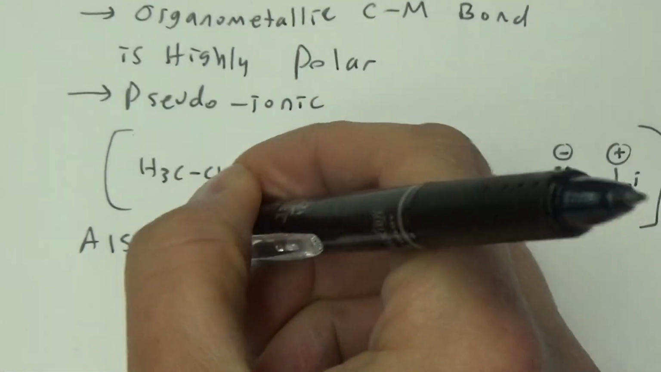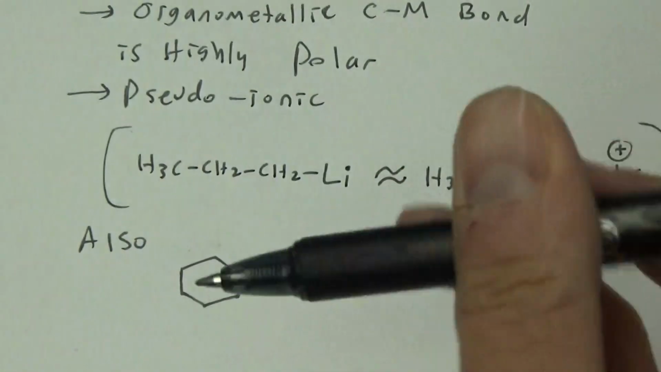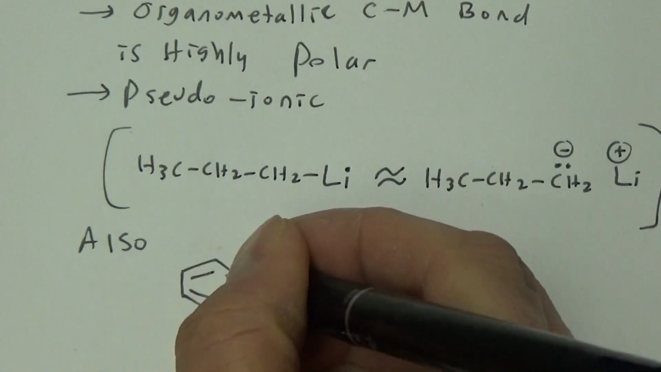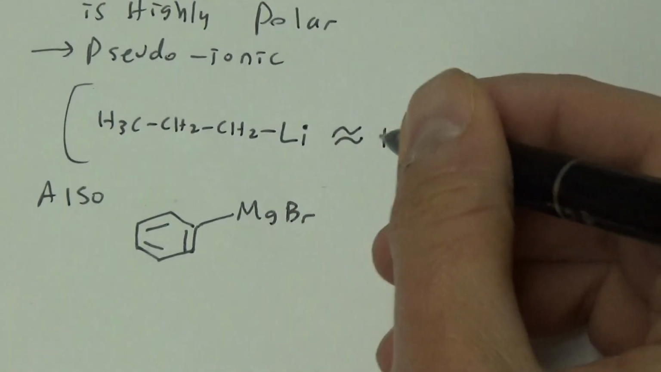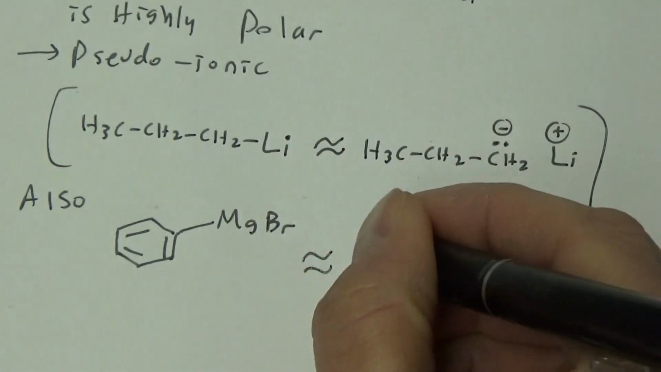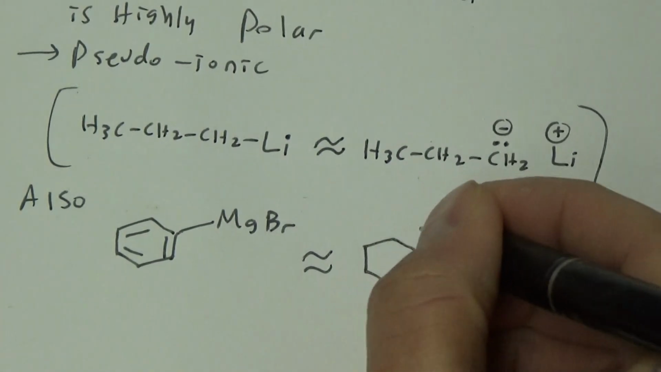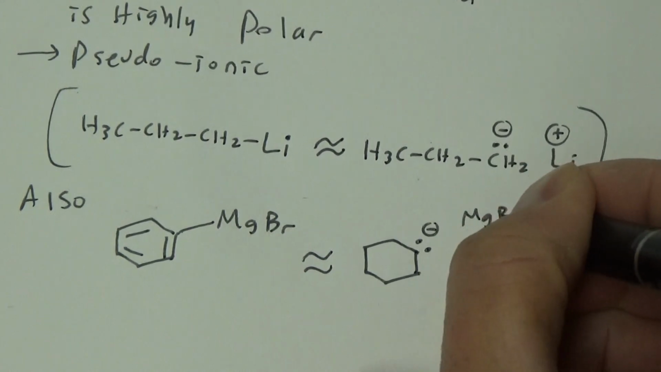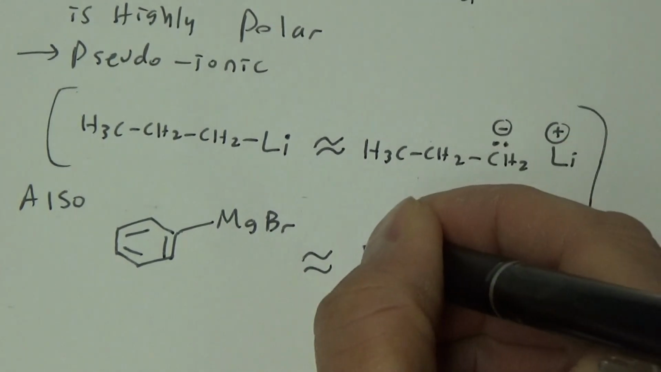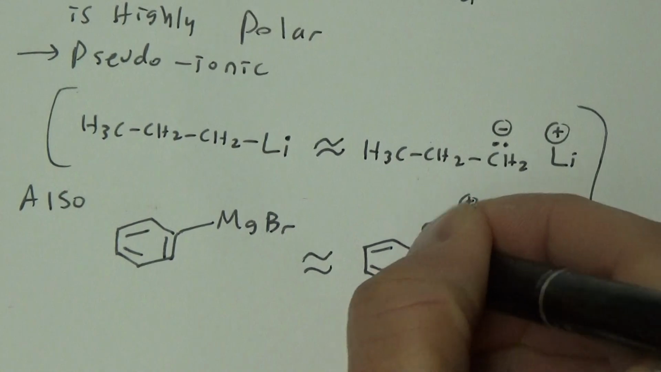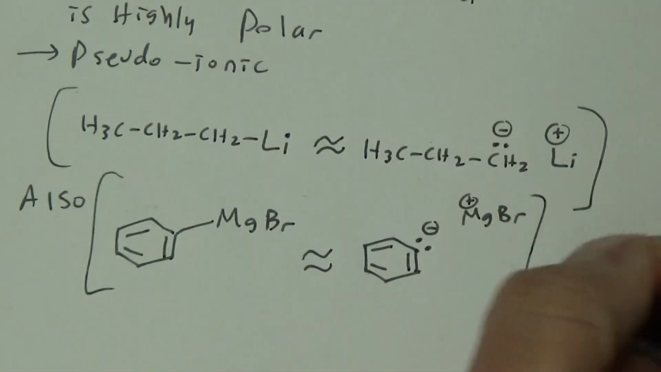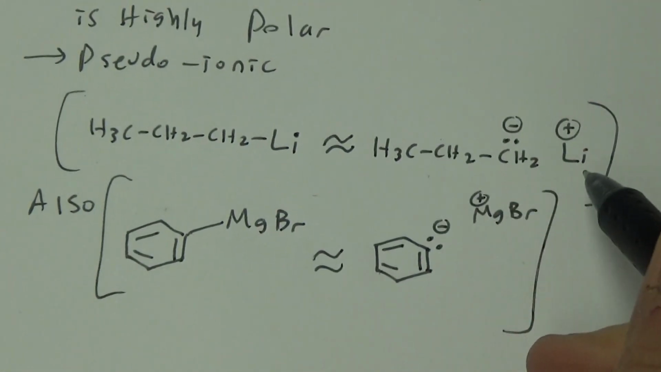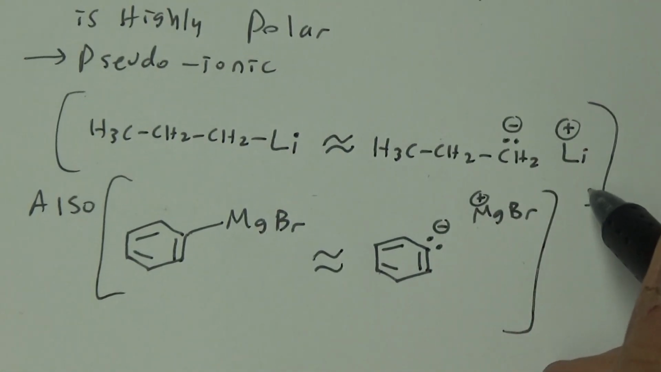All right, so also if I consider phenyl Grignard, which is Grignard on a benzene, it's kind of equivalent to that idea, right? It's almost like a benzene with a negative charge and a lone pair on it. Pseudo-ionic is a good way to say this.